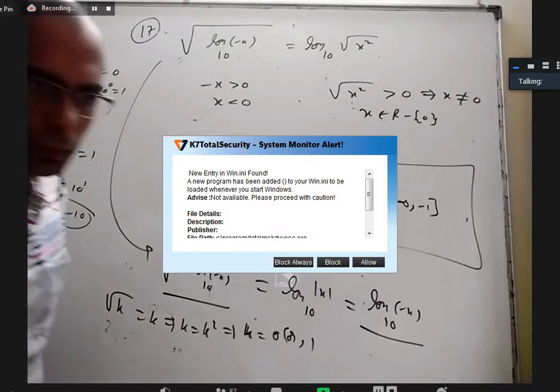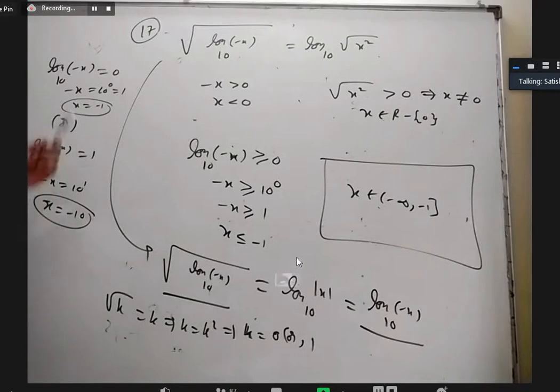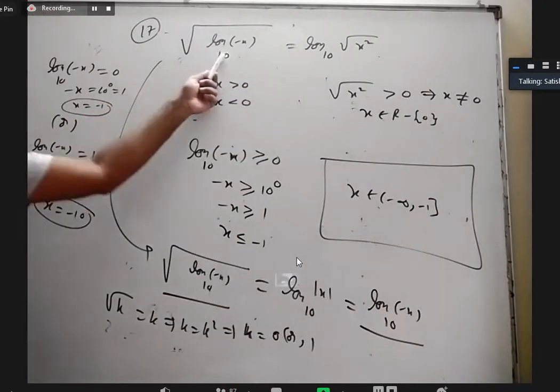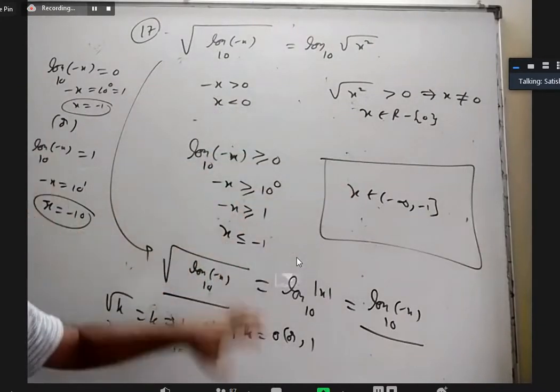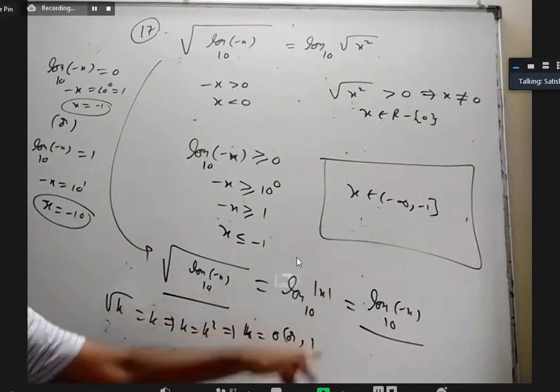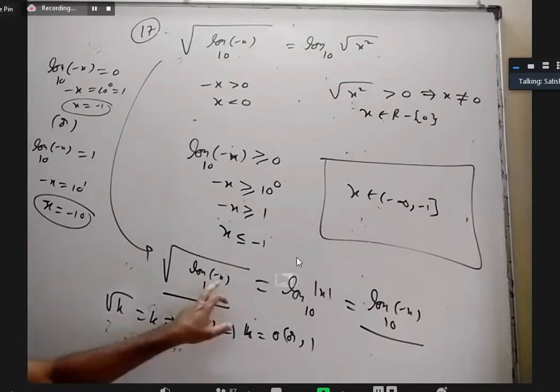Both are okay. There is no problem with it. When I put minus 1, this is 0 and this is 0. When I put minus 10, this is 1 and this is also 1. If somebody doesn't consider all these things, at least they should write mod x and take two cases, x positive and x negative. Even then they should understand that for this, x should be negative.